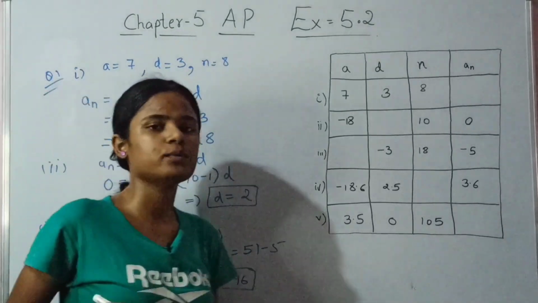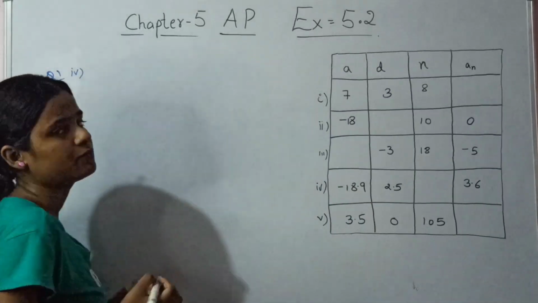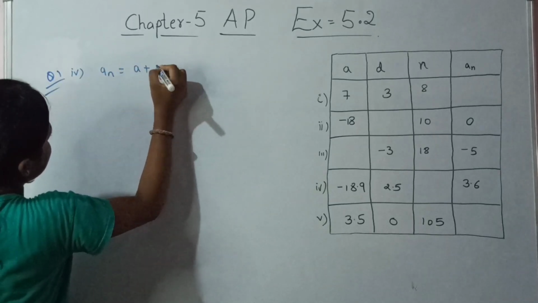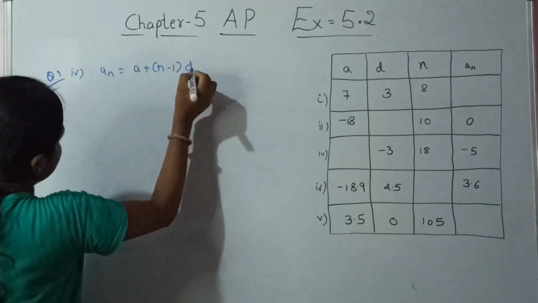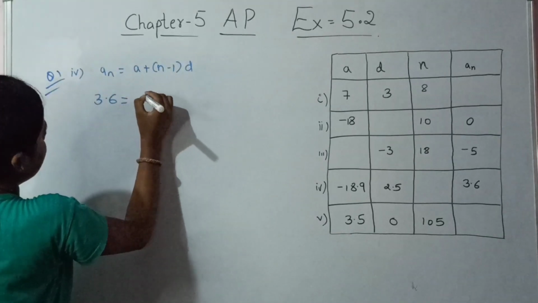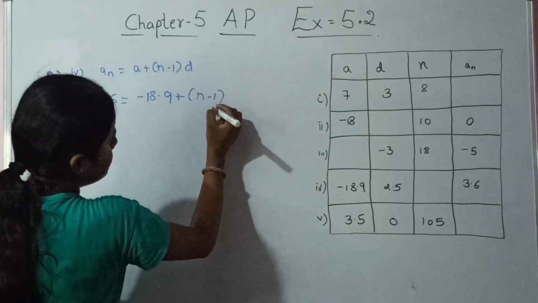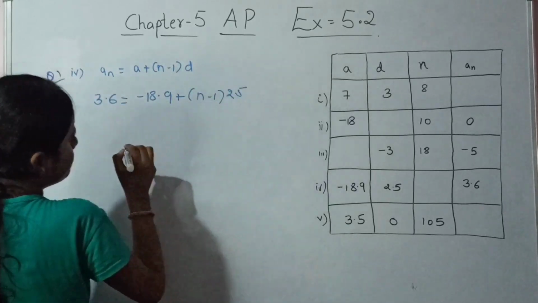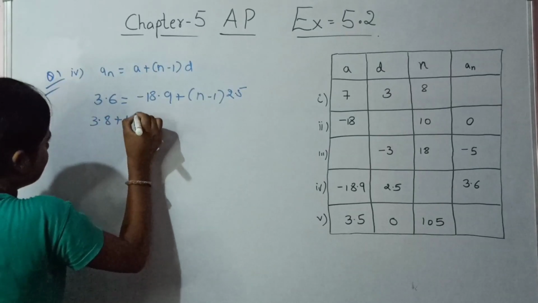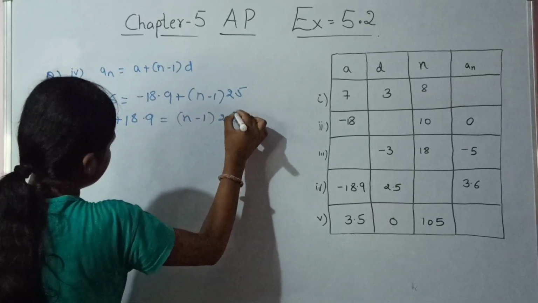Now we will do part 4. In the fourth part, again we will put the formula an equals A plus (n minus 1) into D. So the nth term is 3.6, A is minus 18.9, n minus 1, D is 2.5. So 3.6 plus 18.9 equals (n minus 1) multiplied by 2.5.